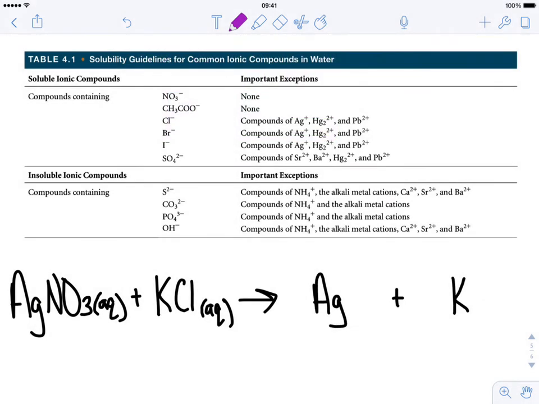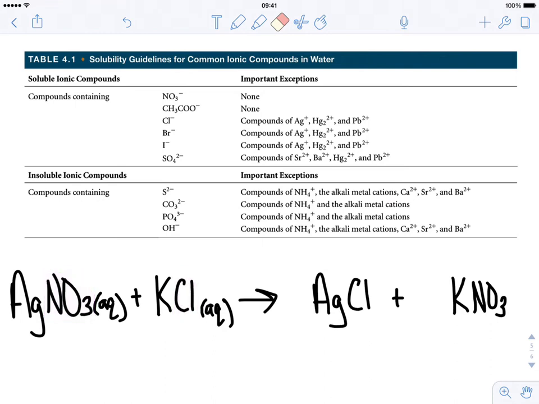So the anions, let me get the highlighter here. The anions are nitrate, which is one of your polyatomic ions, and chlorine. Okay? So on the reactant side, nitrate is paired with silver. So that means we want nitrate to be paired with potassium on the product side. So I'm going to put nitrate right here. Now our other anion is chlorine, which is paired with potassium on the reactant side. So we're going to want chlorine paired with silver on the product side.